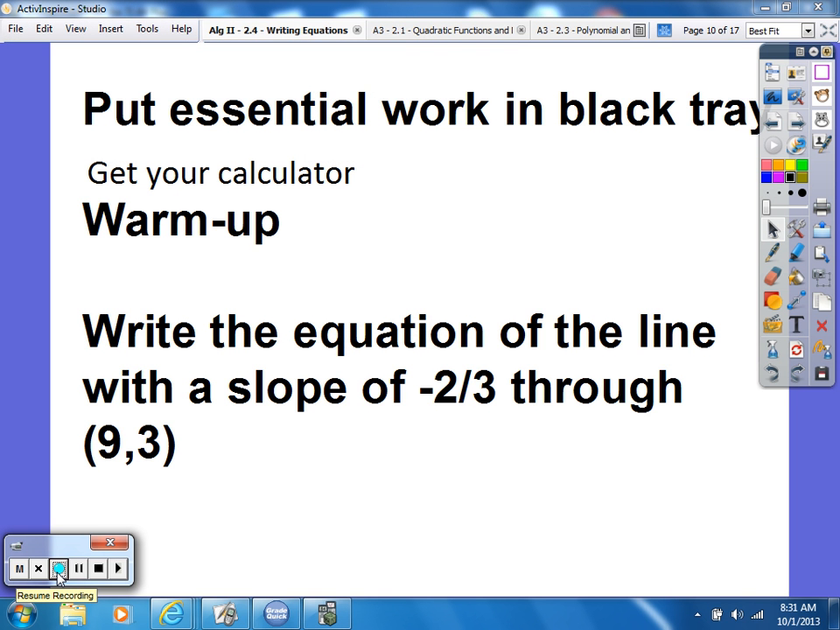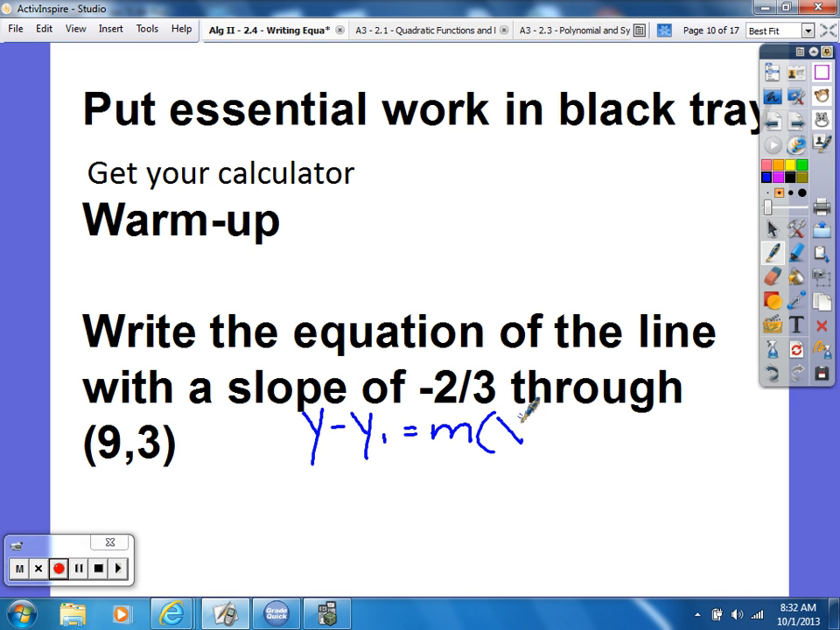warm-up problem I asked you to do. And the very first thing, what do we do? What's the very first thing I should do when I'm doing this problem? Before I even put it in the form, I write the form down. Now, what is the name of that form? Point slope form. I have to write that out. Yes. Now, why did I want you to write that out?